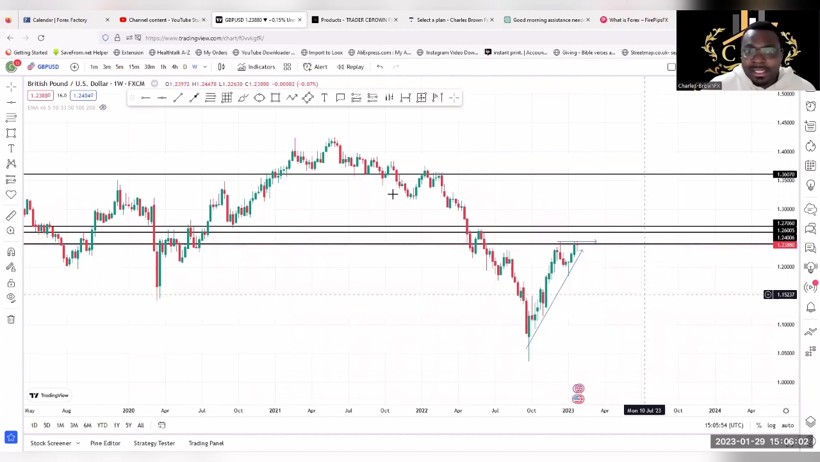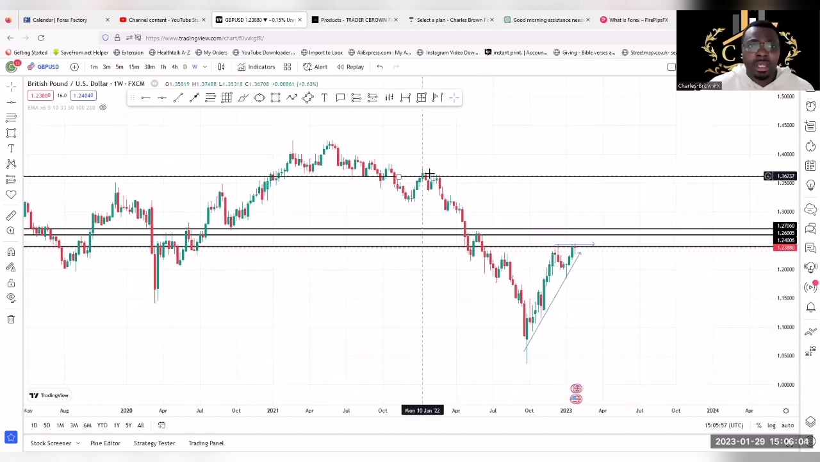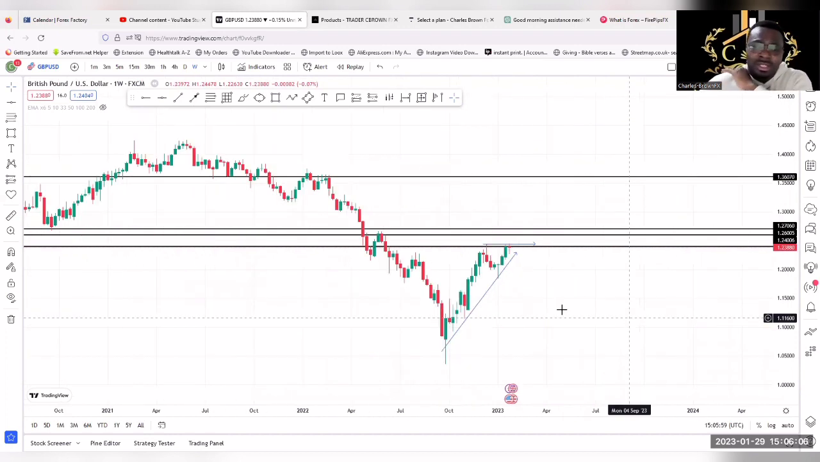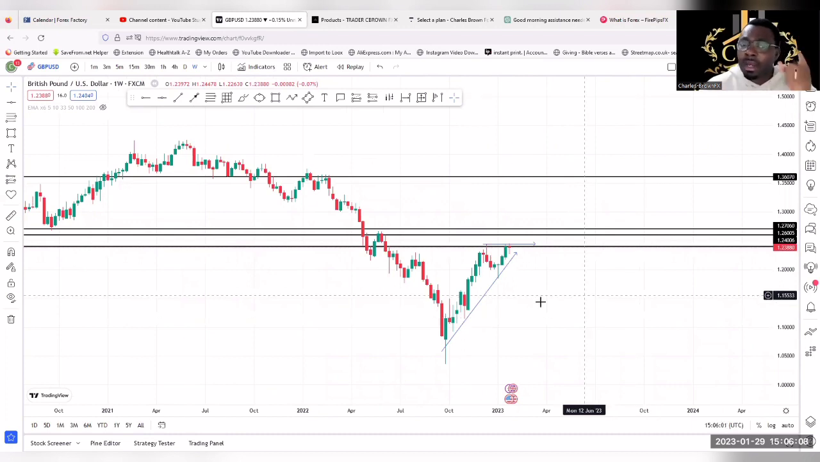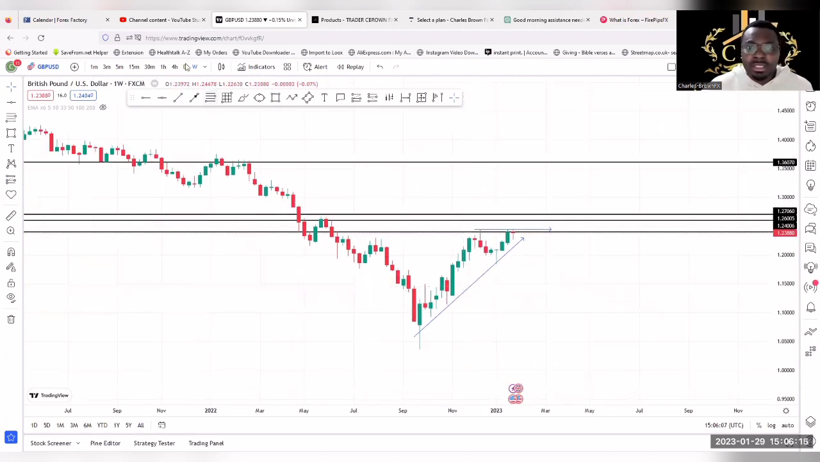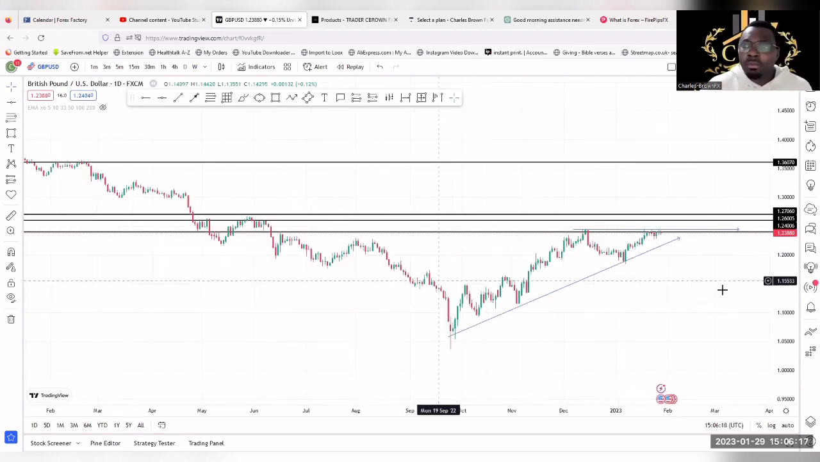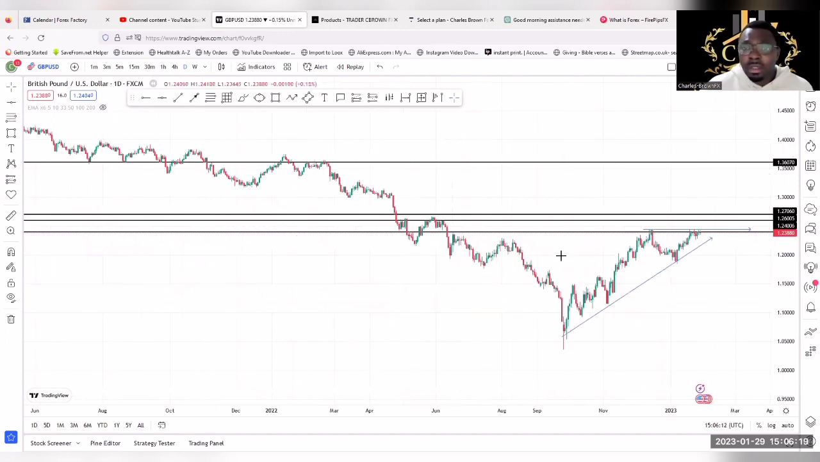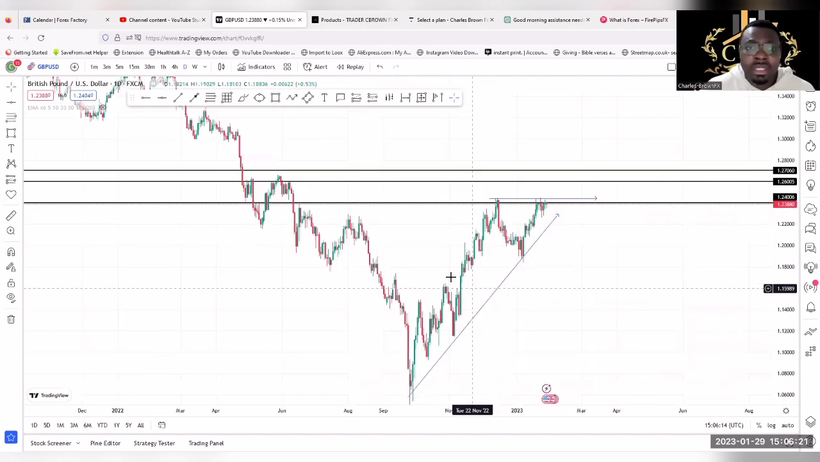Now, that sounds like a major structure for me on the weekly, but that's going to take several weeks, several months. Remember, each candle here is printed weekly. Each candle represents a week. So let's go to the daily, while we look at the possible trade that we might be seeing this week.